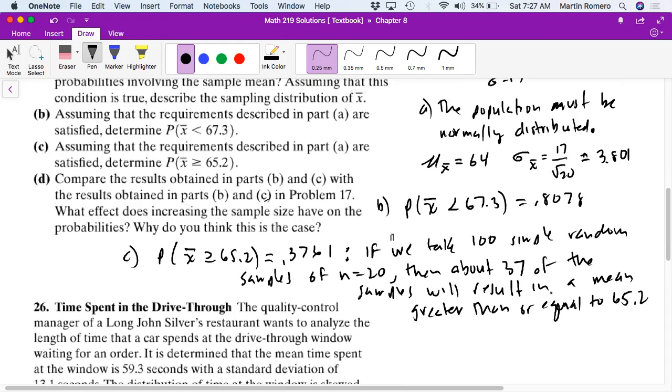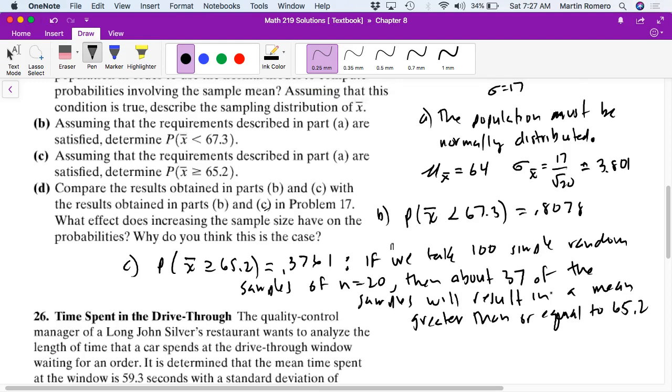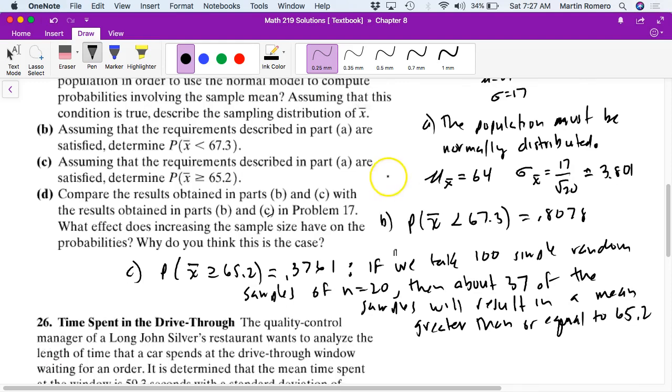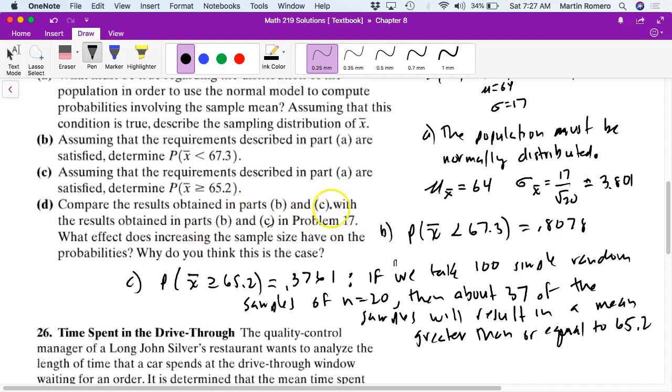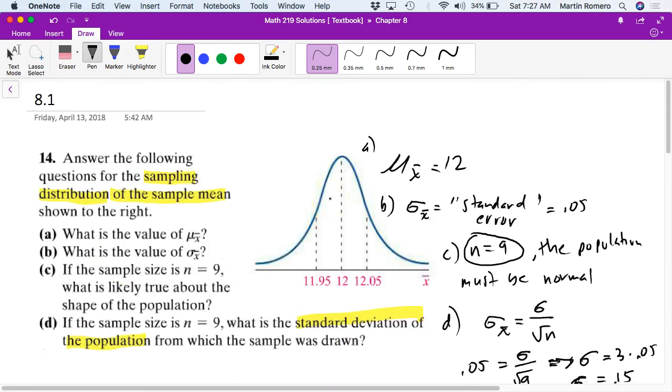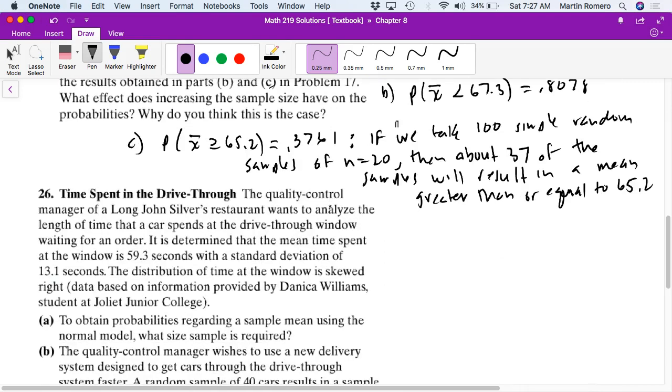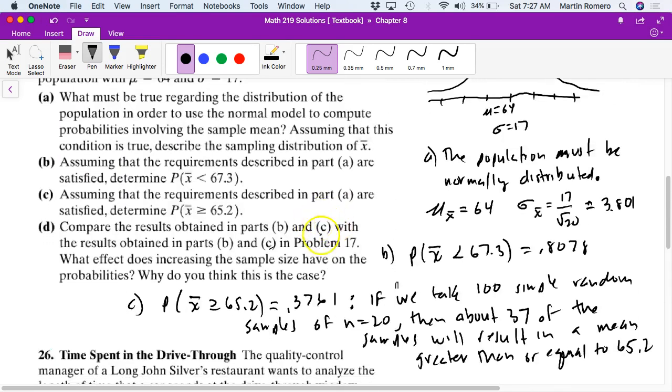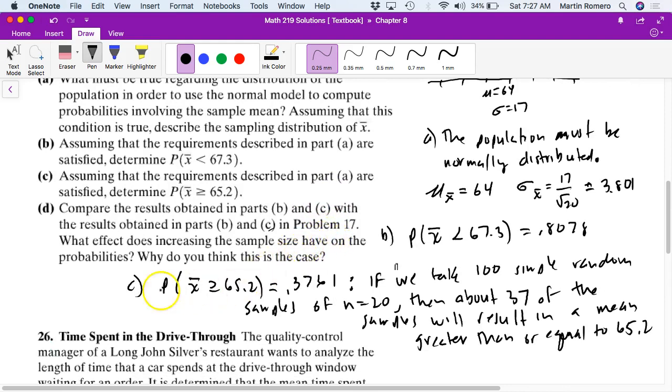And to finish this up, what do we have going on here? Compare the results obtained in parts B and C with the results obtained in parts B and C of problem 17. We didn't do 17, so it's kind of hard to fully complete that. The most important question here is, what effect does increasing sample size have on the probabilities? Why do you think this is the case?